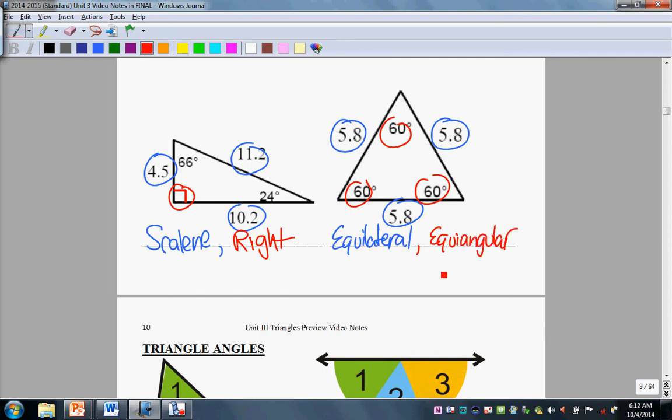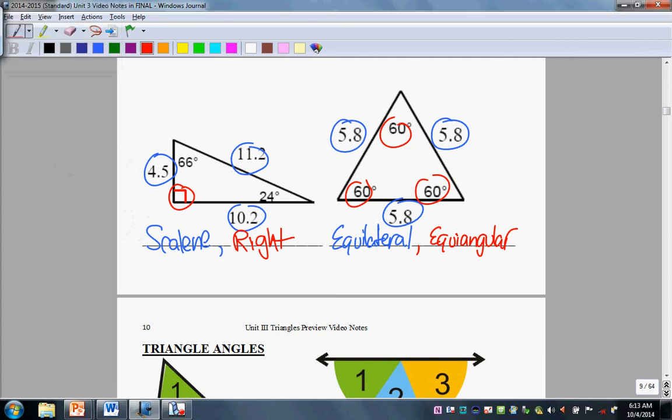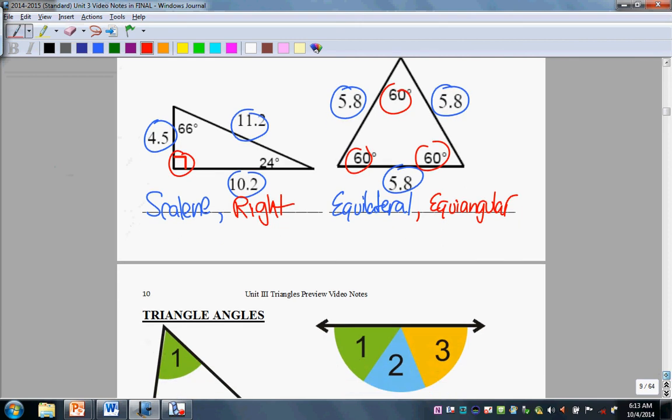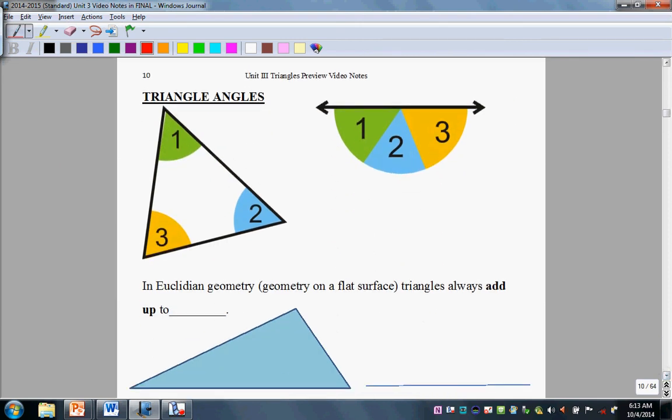Equiangular. It's equilateral and equiangular, which is true every single time you have an equilateral or an equiangular triangle. Now that we've gone through triangle classifications, we're going to go through the most basic concepts of triangles.